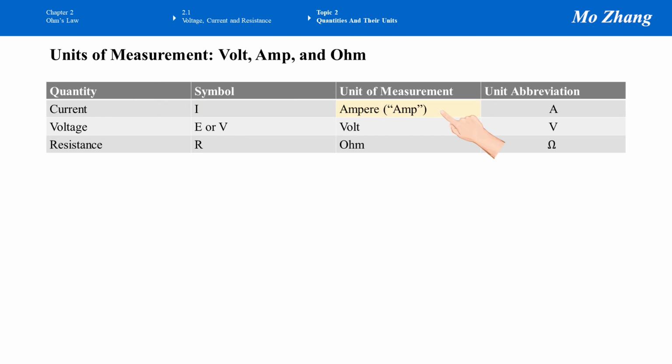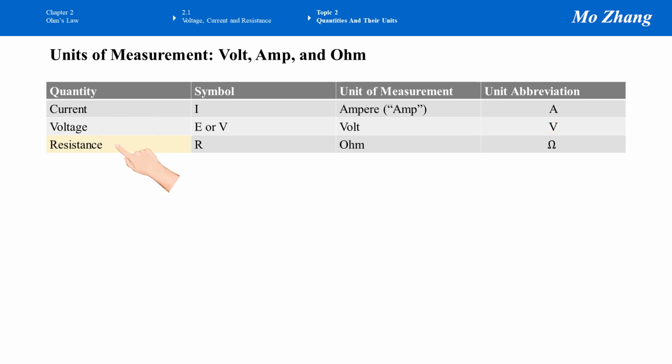The unit for current is ampere, or amps. The symbol for amps or ampere is uppercase A. The second quantity is voltage. The symbol that represents voltage can be E or V. E stands for electromotive force, but V is the symbol we use more often. From now on, let's use the letter V to represent voltage. The unit for voltage is volt, and the symbol for volt is uppercase V.